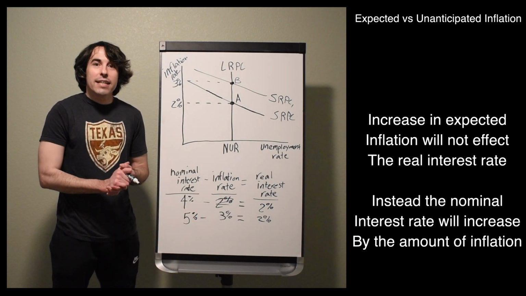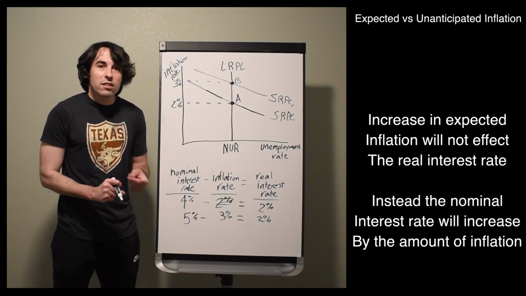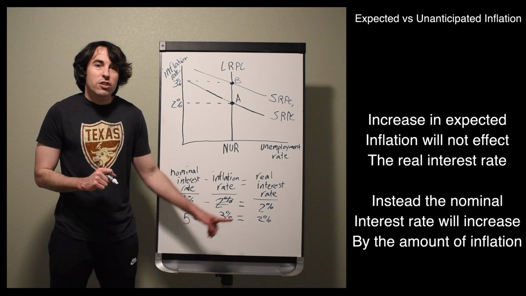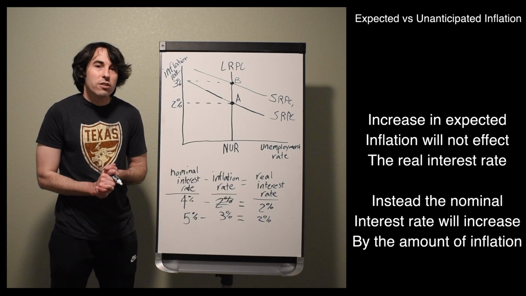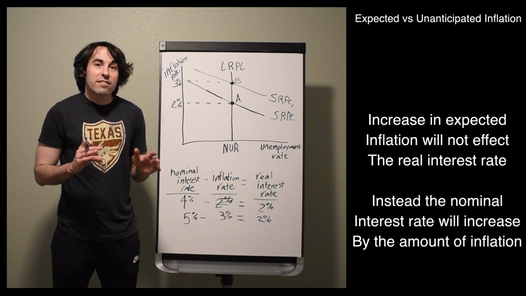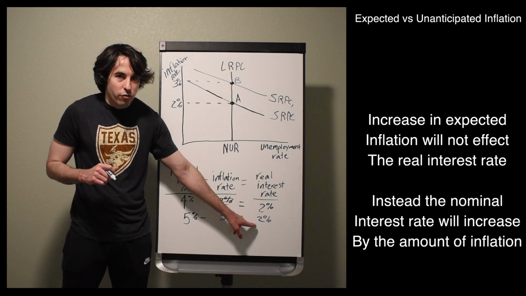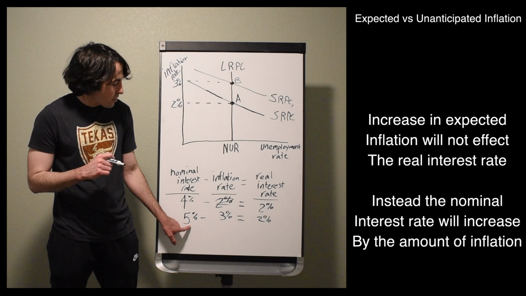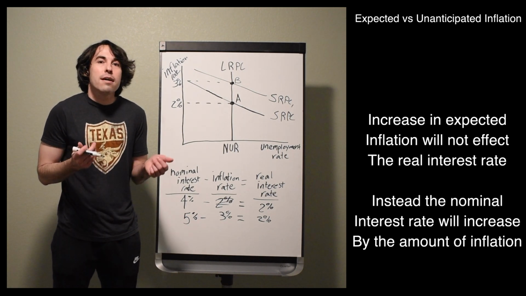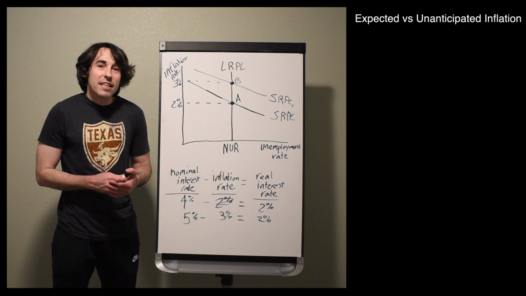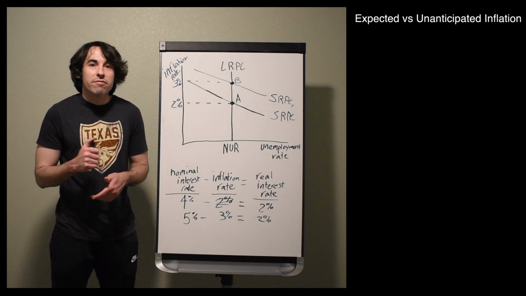Banks aren't dumb. They're not going to keep making loans while they're taking losses. They're going to raise the nominal interest rate to make up for that increase in inflation, and that's going to cause the real interest rate to stay the same. So remember, that's the Fisher effect. An increase in the expected inflation rate will not change the real interest rate. It will only cause the nominal interest rate to increase by whatever amount the inflation rate rose by. So that's been the difference between expected inflation rates and unanticipated inflation.